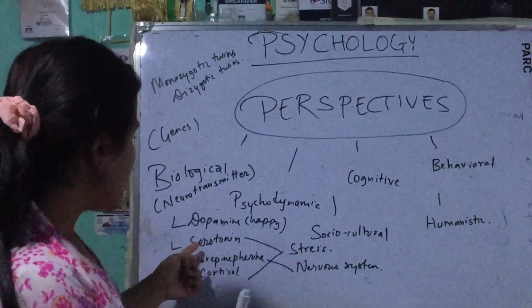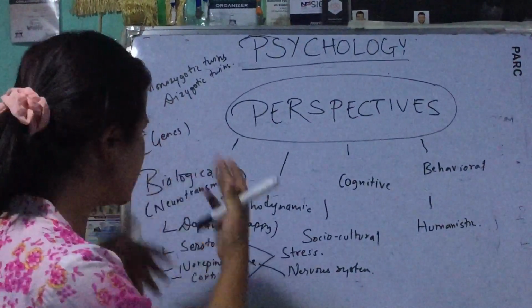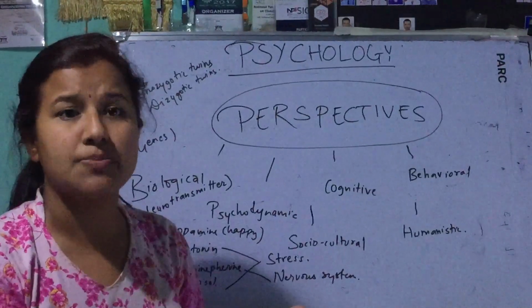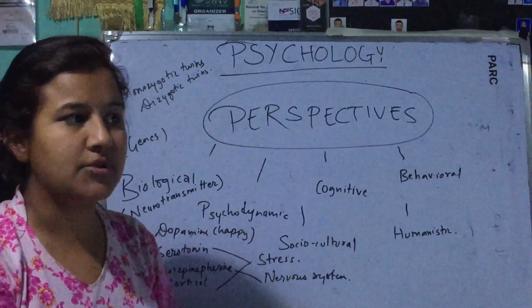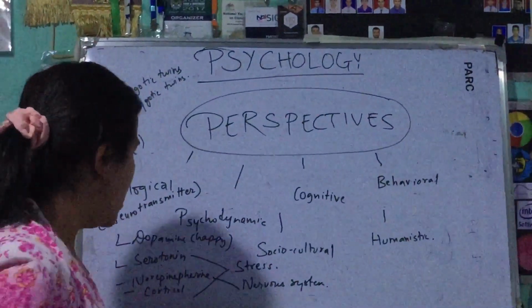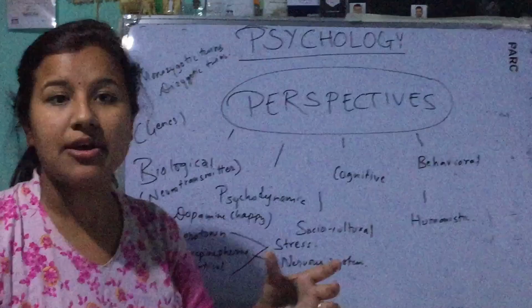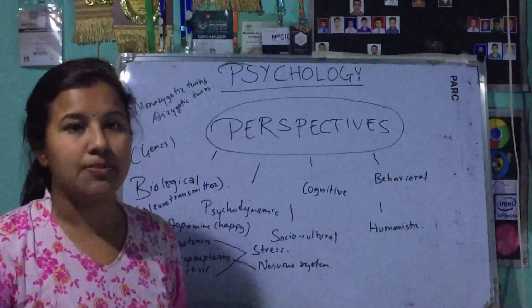And the other part, serotonin and cortisol, often plays a major role when a person is depressed, when a person is upset. The major cause of depression is that when the level of serotonin and cortisol is higher in our synapses, this is what creates depression.